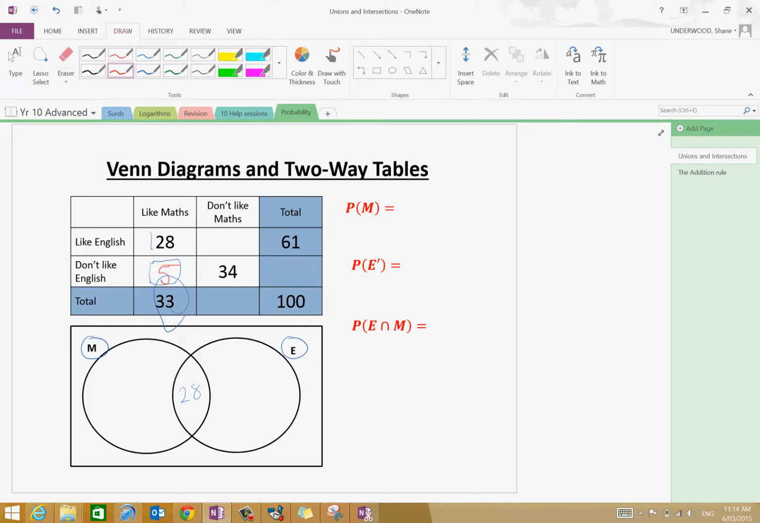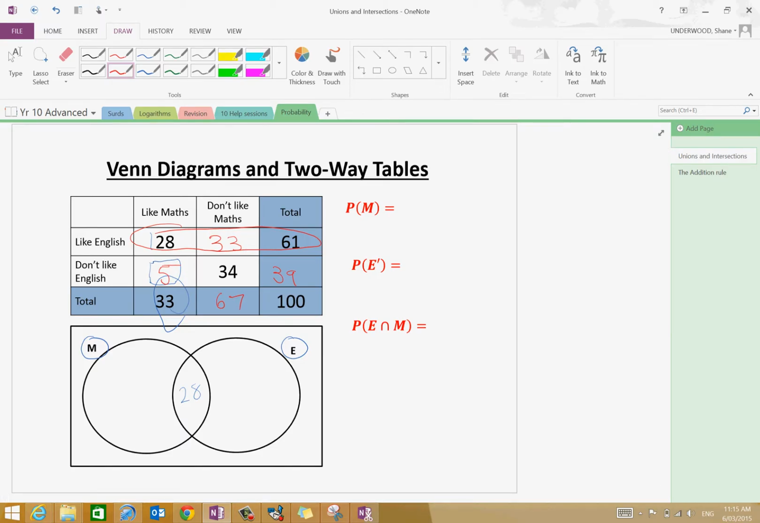What about those people that don't like maths? Well, if you think about it, there are 61 people that like English. So therefore, how many don't like maths? 30? 33, isn't it? 33 plus 28 has to equal 61. And this is 39. 39 don't like English. Okay? Now, of course, this has to add to 100. So how many don't like maths? 67. That's not very, very good. Clearly that's bad. Do you like maths? Do we like maths? Yes, we do, don't we?